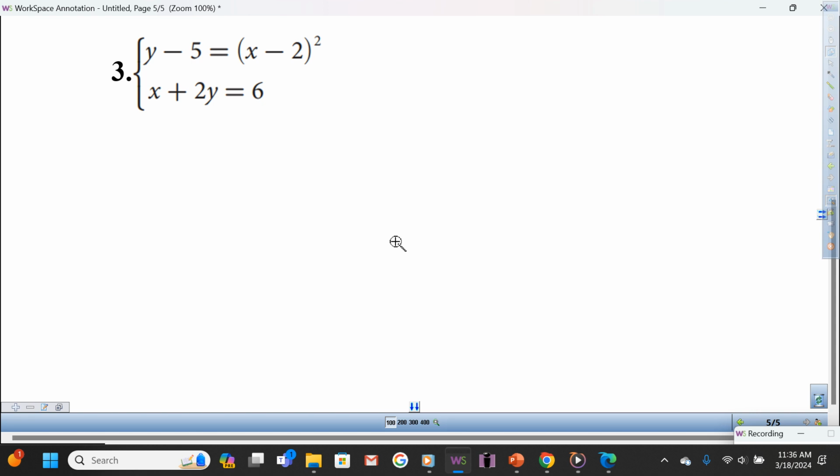All right. Kimberly, which one? The bottom one? And solve for what? Oh, you're going to do the top one and solve for y. So to solve this one for y, what do we do, guys? Plus 5, plus 5. That is correct. So my new equation is y equals parentheses x minus 2 squared plus 5.